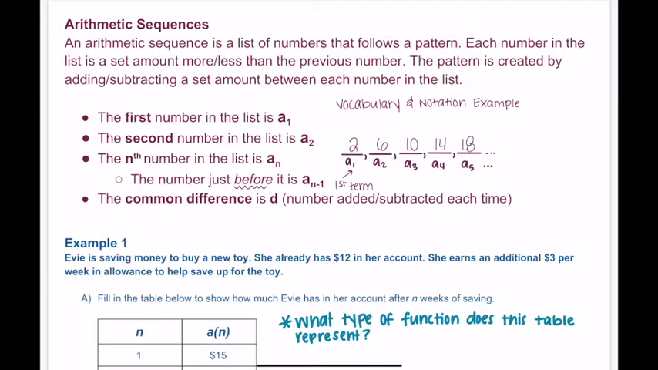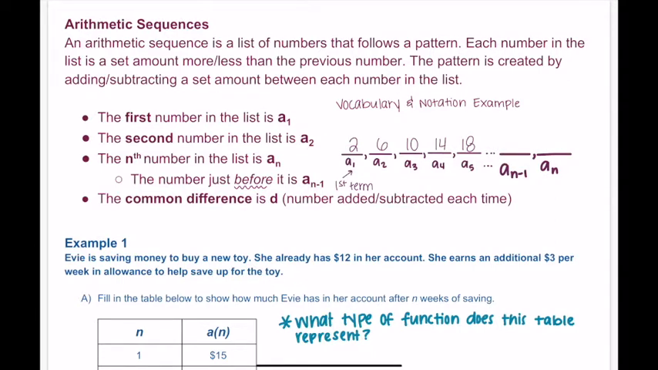Just to continue with some of this vocabulary, we have the first term, A sub 1, second term, A sub 2, third, A sub 3, A sub 4, A sub 5, and then you have A sub n, which is the nth term. A sub n can be any number in line. Then the number just before that, so if this is A sub n here on the end, the number just before it would be A sub n minus 1, because it would be the previous number.